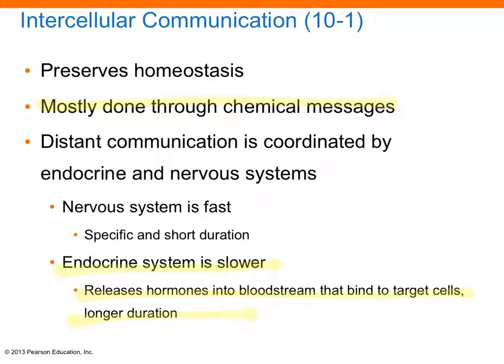All right, let's get started. Let's talk about intercellular communication. The number one goal is to preserve homeostasis. It's mostly done through chemical messages. The endocrine system is slower and releases hormones into the bloodstream that bind to target cells, and they have a longer duration. Now, the nervous system, in contrast, is fast, and it has a specific and short duration. Make sure you remember that.